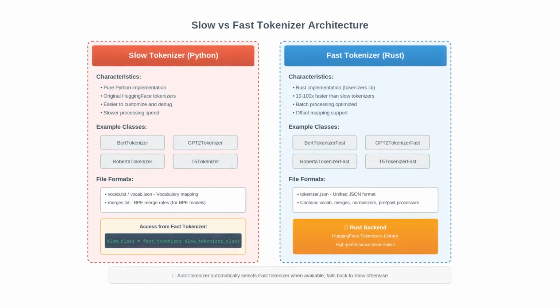Now let's look at the slow versus fast tokenizer implementation. This diagram illustrates the key architectural differences. The slow tokenizer is implemented in pure Python, making it easier to modify but slower in execution. The fast tokenizer uses Rust under the hood, providing significant performance improvements, especially for batch processing. Both produce identical results, but the fast version offers additional features like offset mapping.